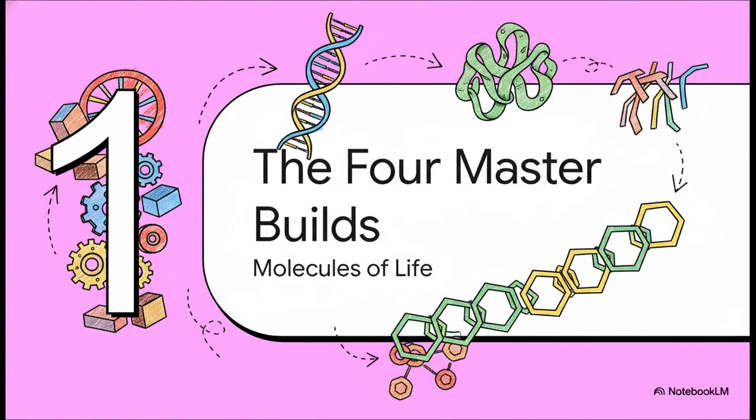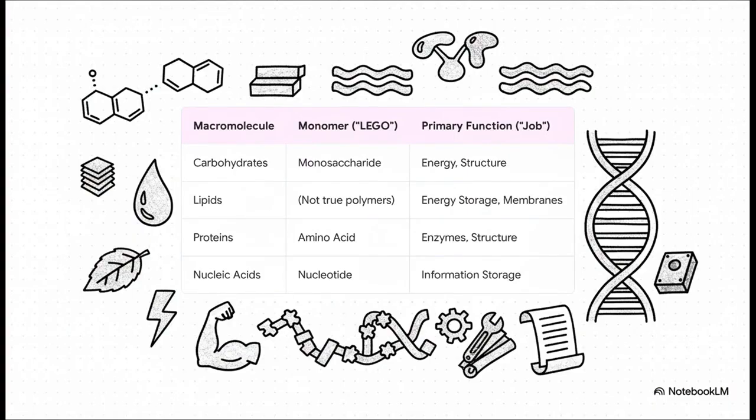All right, now that we know the basic rules of construction, let's meet the 4 master builds, the big-time macromolecules that are the foundation for all life as we know it. And here they are: carbohydrates, lipids, proteins, and nucleic acids. Think of this table as our roadmap. Each one has its own unique Lego piece and a very specific set of jobs inside the cell. You might notice lipids are kinda the odd one out. They're not true polymers. Don't worry, we'll get to why in just a minute.